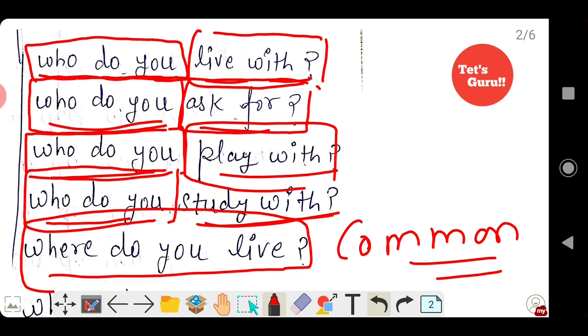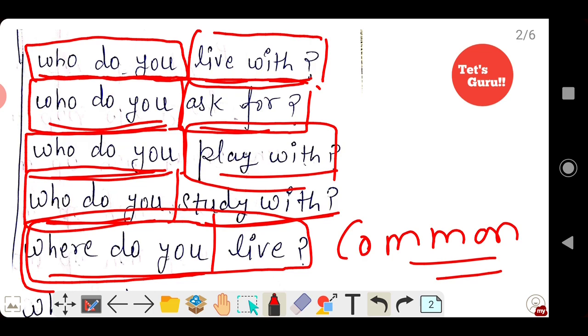Where do you live? Where do you live? Again, this is a constant line that has been repeating. Just try to make 5 or 10 sentences and speak with yourself in a quiet room. There should be nobody, otherwise you will hesitate to speak. Where do you live?